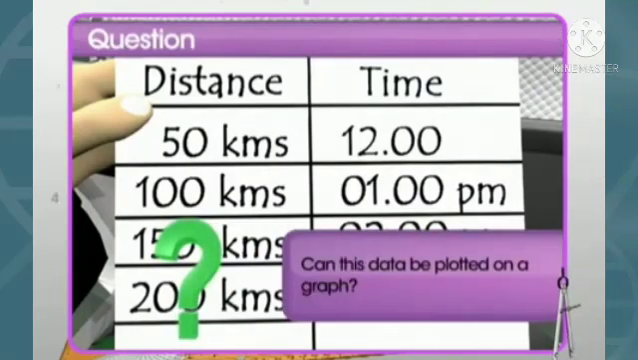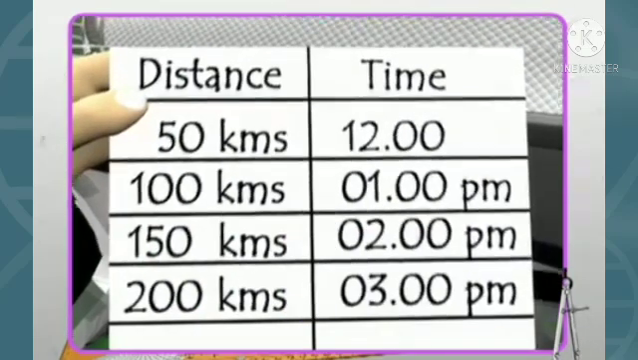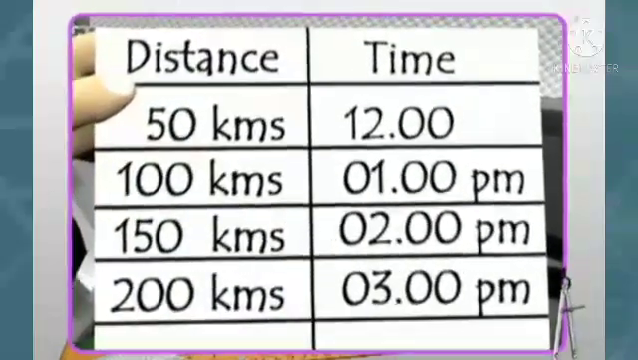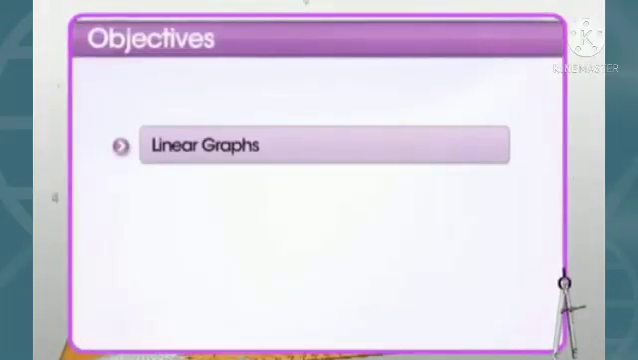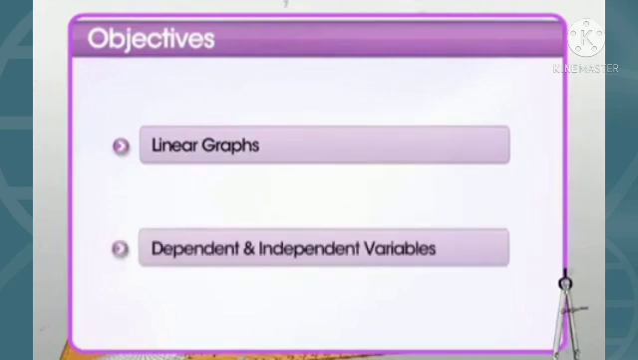Now he wonders if he could plot these points on a graph sheet. What will be the shape of this graph? Let's find this out in this module, Plotting of a Linear Graph, where we learn about linear graphs by plotting them on a graph sheet and to identify dependent and independent variables in a graph.